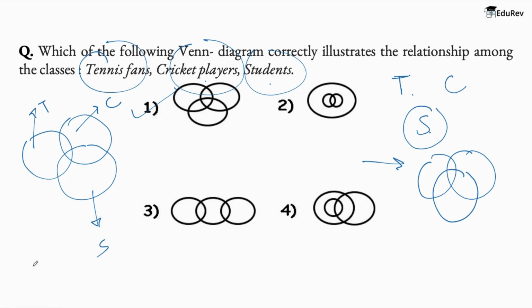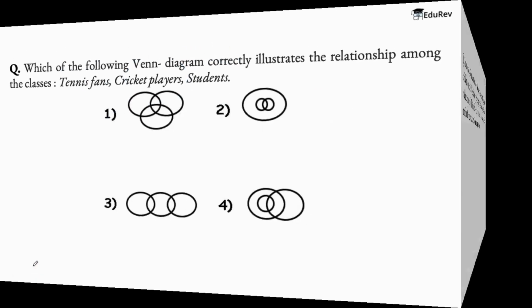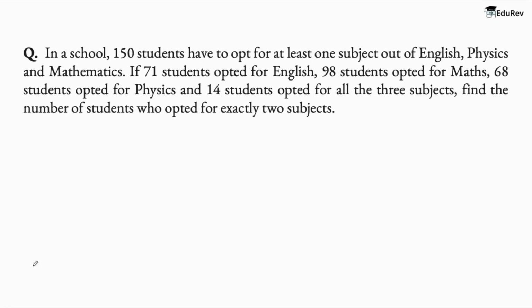Now let's move on to the last question for the day. And this last question says what? It says that in a school of 150 students, in totality we have 150 students, they have to opt for at least one subject out of your English, your physics, your mathematics. So there are 150 people in the school and they have to opt for at least one subject, that is either your English or your physics or your mathematics, right?